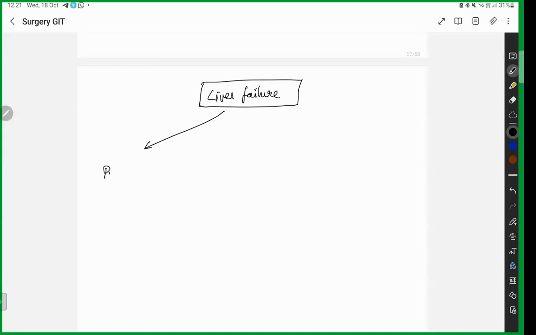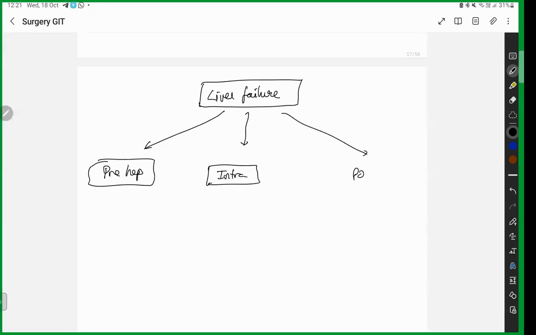Number 1, we are going to discuss the pre-hepatic condition. Number 2, the intra-hepatic condition. Number 3, the post-hepatic condition. What is pre-hepatic condition? Pre-hepatic condition means the blood has not yet entered the portal vein, after collecting from your mesenteric vein.